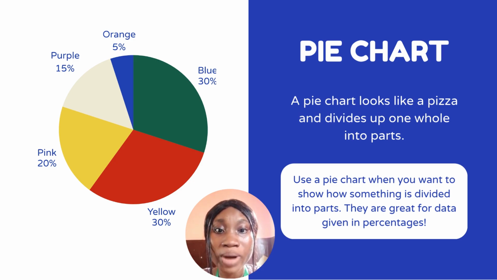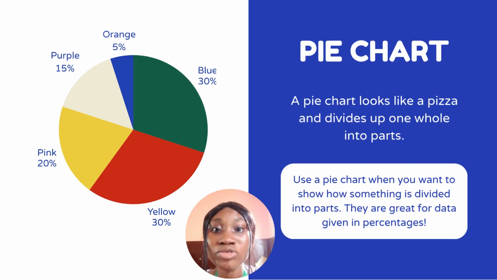Now you make use of pie charts when you want to show how something is divided into parts, and it's perfect for representing data using percentage. So you can see I'm trying to represent color. Maybe I'm trying to represent the number of people that love different colors. So people that love the color pink, I have them at 20%. People that love the color yellow, 30%.